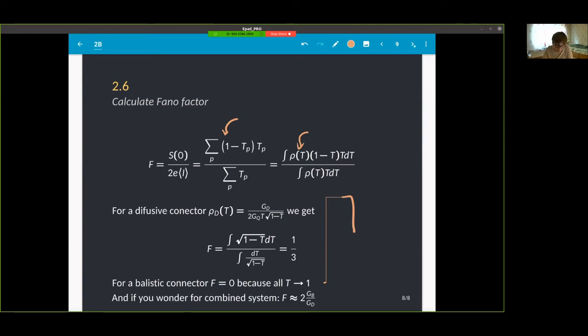So this thing cancels. And now for the combined system, it's 2 GB over GD, and we shall now see that if GD is very large, the diffusive connector is very large, we get to the limit of a single ballistic connector. But in the other limit, GB is larger than GD, and the previous derivation doesn't hold, but then we know that the Fano factor is 1/3. So this shows at what range of GB and GD ratio our derivation is valid. So that's it for this second exercise.